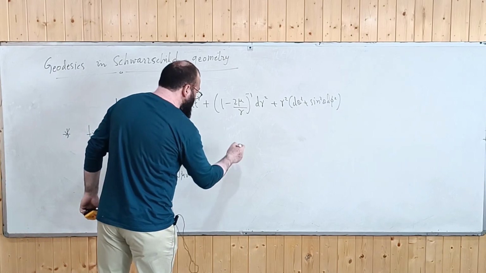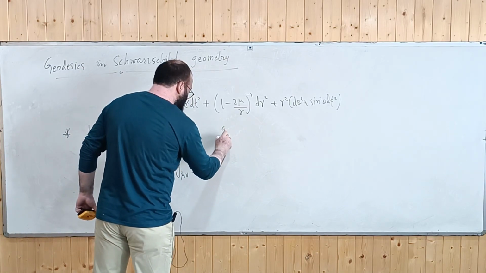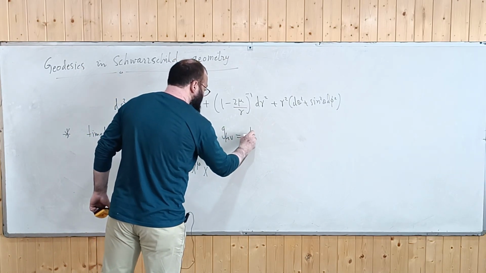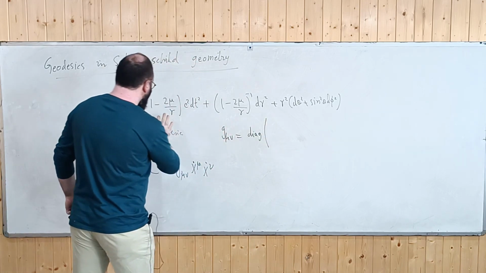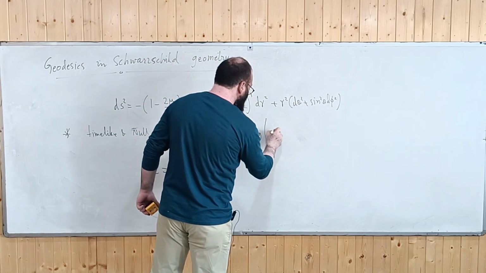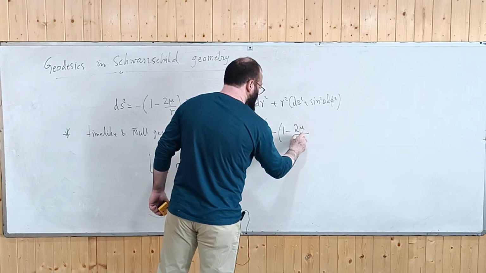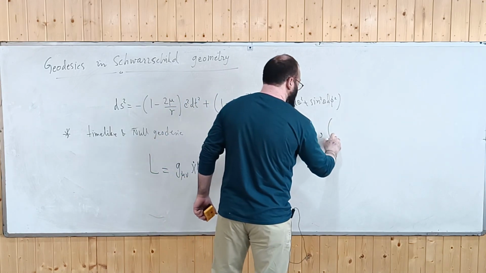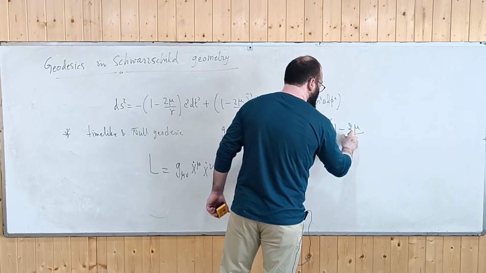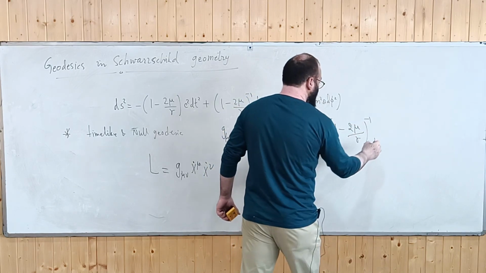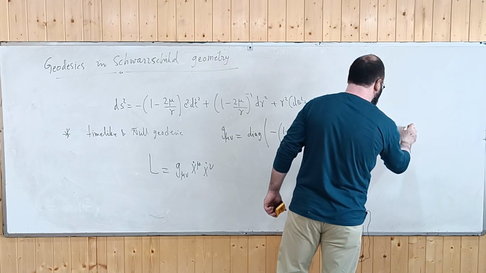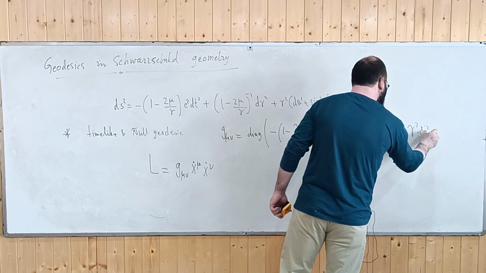So what is our g mu nu? It's actually the diagonal of this very object. So it is something like minus (1 minus twice mu by r), then you are having (1 minus twice mu by r) raised to minus 1, then you are having r square, then r square sine square theta.